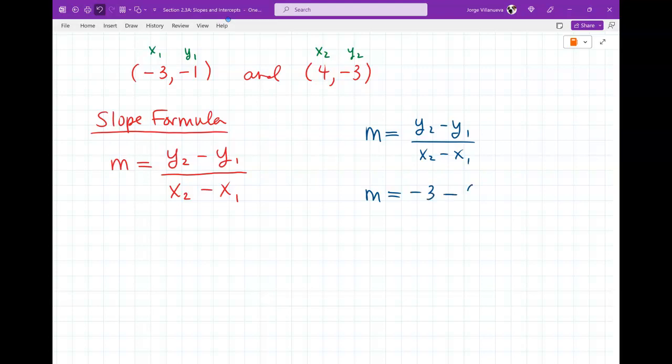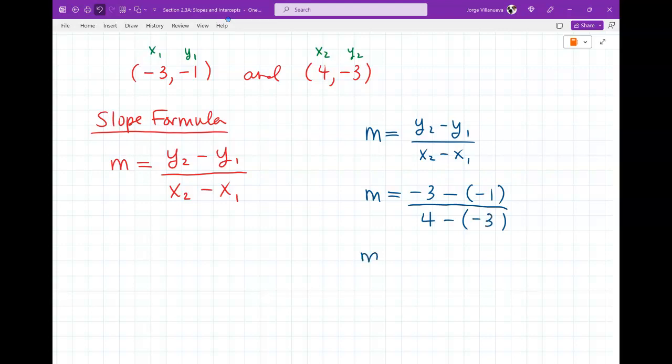So notice how I'm going to put a parenthesis on the second point, just in case it was negative, which this one is. I want to make sure that I subtract the negative, okay? I want to make sure that I do that. And then x2 is 4 minus, and again, I'm going to put a parenthesis on purpose. I always like putting parentheses on the second point I plug in. What's my x1? Negative 3.